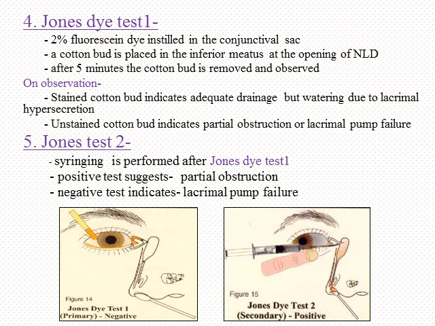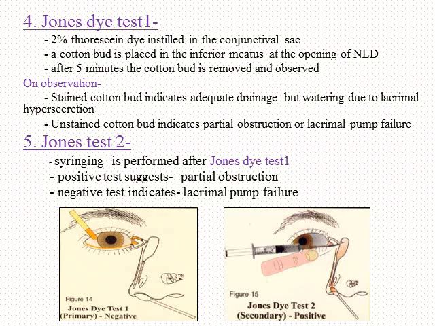Jones dye test 1. In this test, 2% fluorescent dye is instilled in the conjunctival sac. A cotton bud is placed in the inferior meatus at the opening of the nasolacrimal duct. After 5 minutes, the cotton bud is removed and observed. A stained cotton bud indicates adequate drainage but watering due to lacrimal hypersecretion. An unstained cotton bud indicates partial obstruction or lacrimal pump failure.